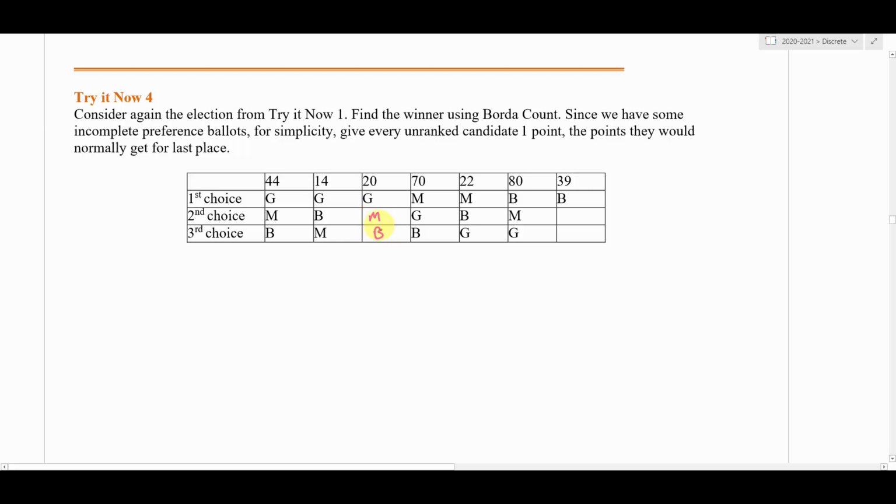And it doesn't matter which order you write them in because they're only going to get 1 point if they were unranked. So we're going to give every unranked candidate 1 point. So these guys would automatically get 20 and 20. And then over here, same thing.